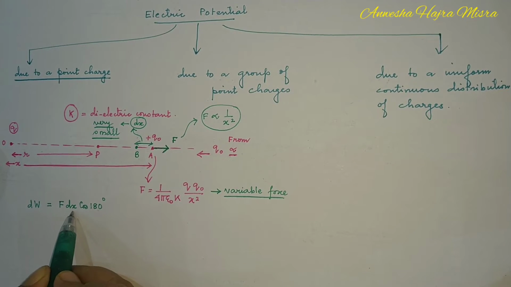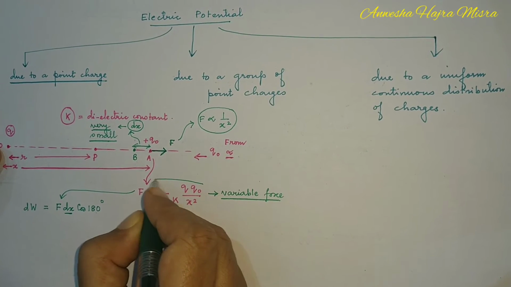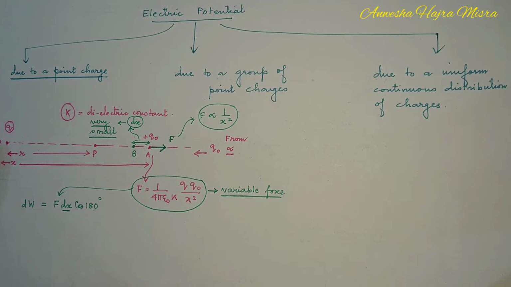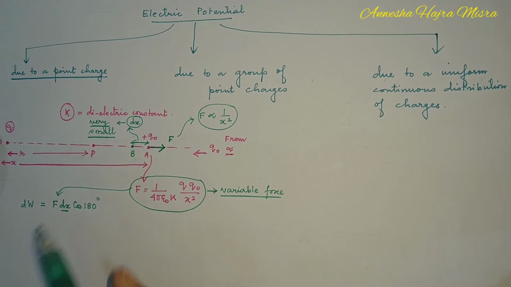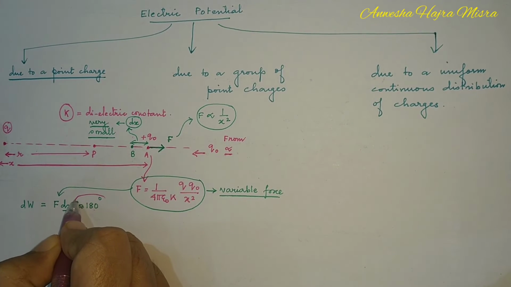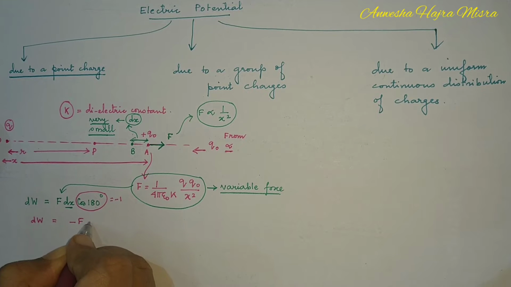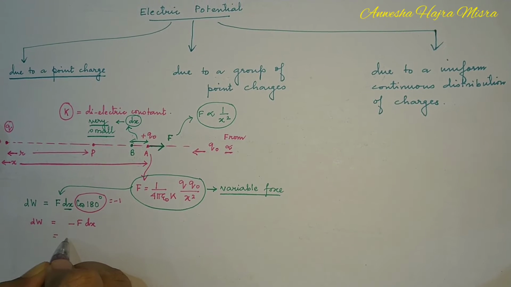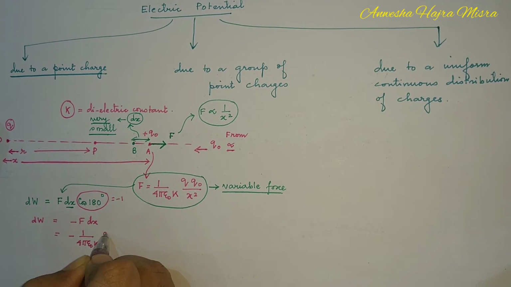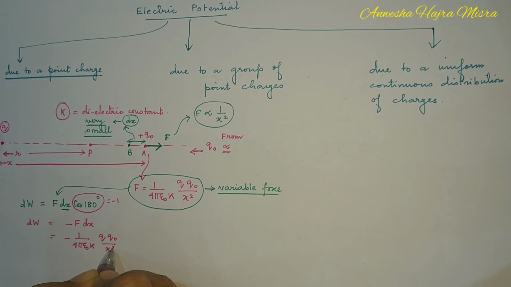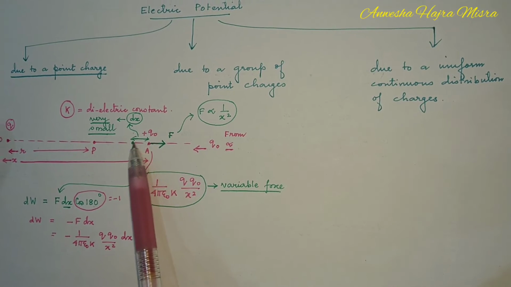So, once again, dx is so small, within this dx distance, we assume the force to be 1 by 4 pi epsilon naught k q q naught by x square, which is constant. Angle between force and displacement is 180 degree. Now, value of cos 180 is minus 1. So, what is my work done? Work done is minus F dx. Now, put the value of F, minus 1 by 4 pi epsilon naught k q q naught by x square into dx. This is my work done in bringing the charge from A to B.